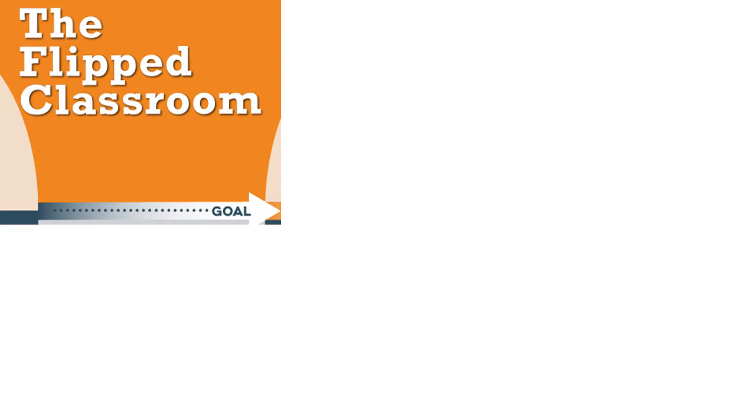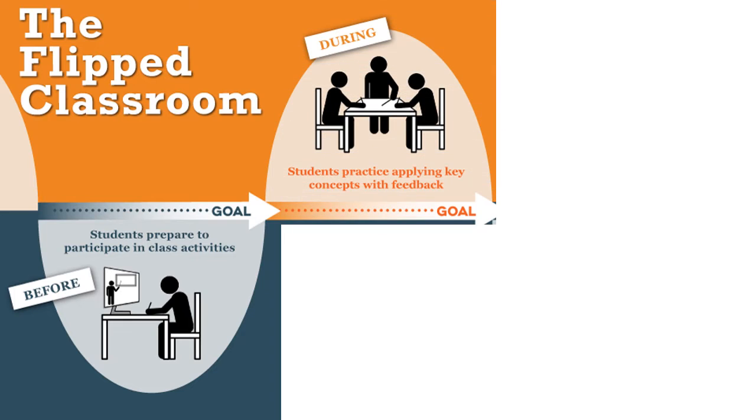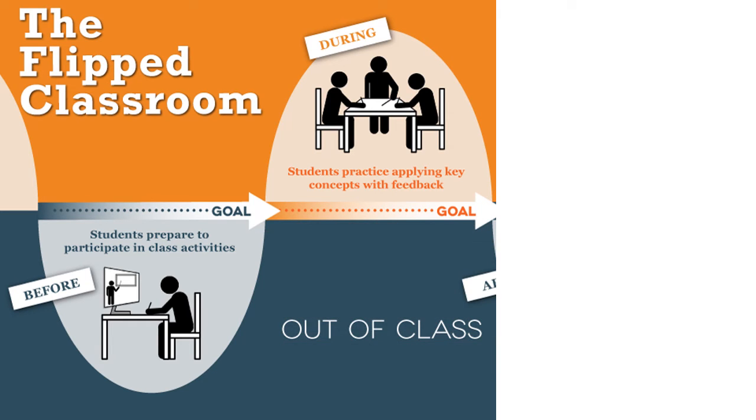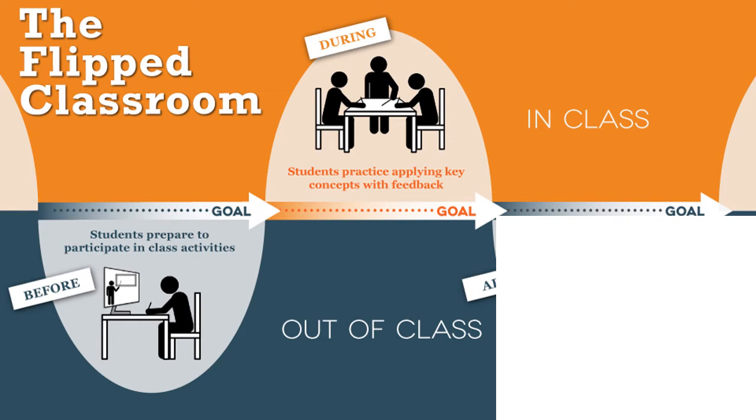The flipped classroom. In this case, we have to notice the step by step of the timeline. We start with a student prepared to participate in class activity. This occurs before class. The student, for example, watches a video about a topic to get involved in the class. Then, during the class, the student practices and applies key concepts with feedback. This is the goal of the class. Before class, and during the class, the student practices.